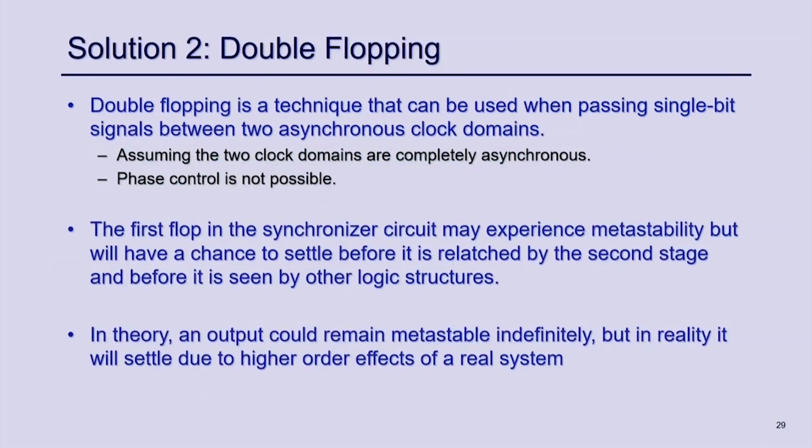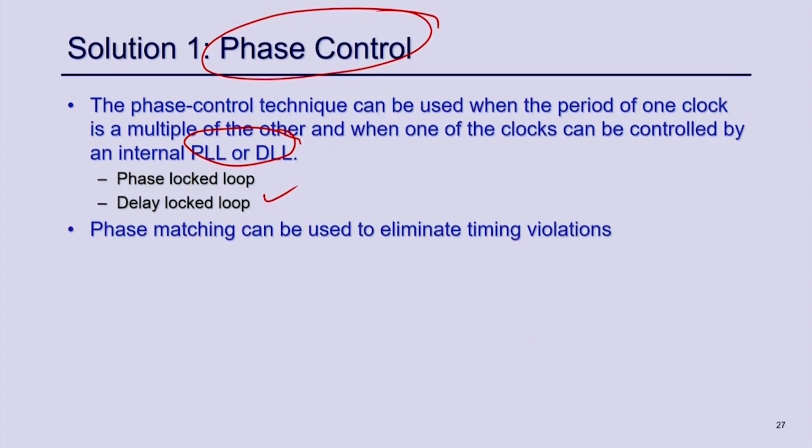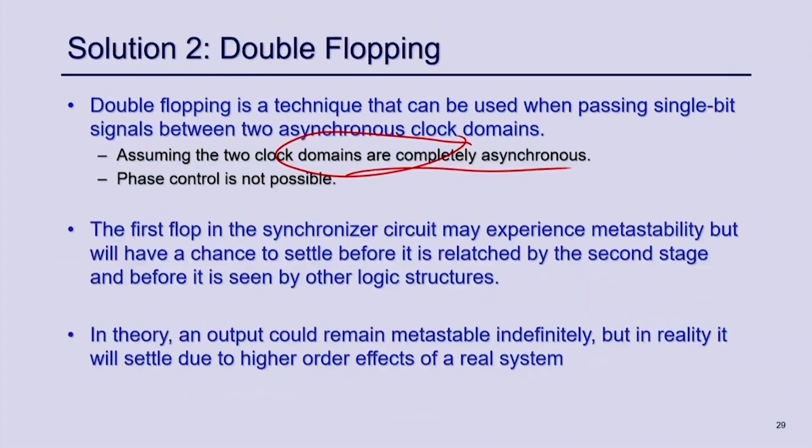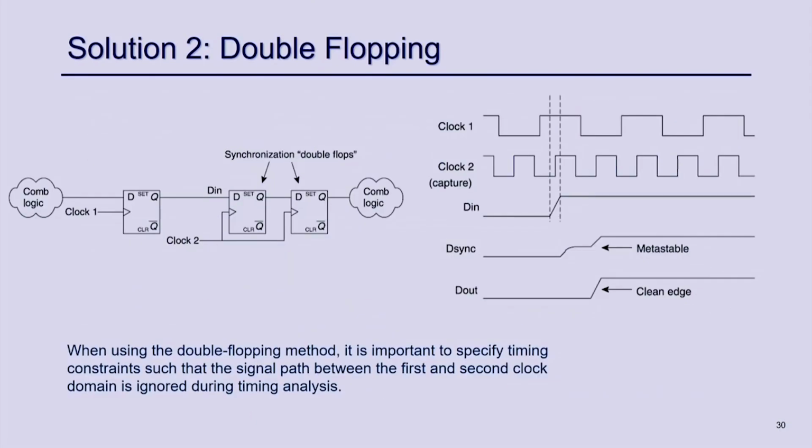But if your clocks are not multiples of each other and they are completely asynchronous, so they do not have any relation, one is 33 megahertz, one is 47 megahertz, one is 11, one is 13, there is no relation. In this scenario we cannot apply this phase control technique. What we can do is use double flopping.